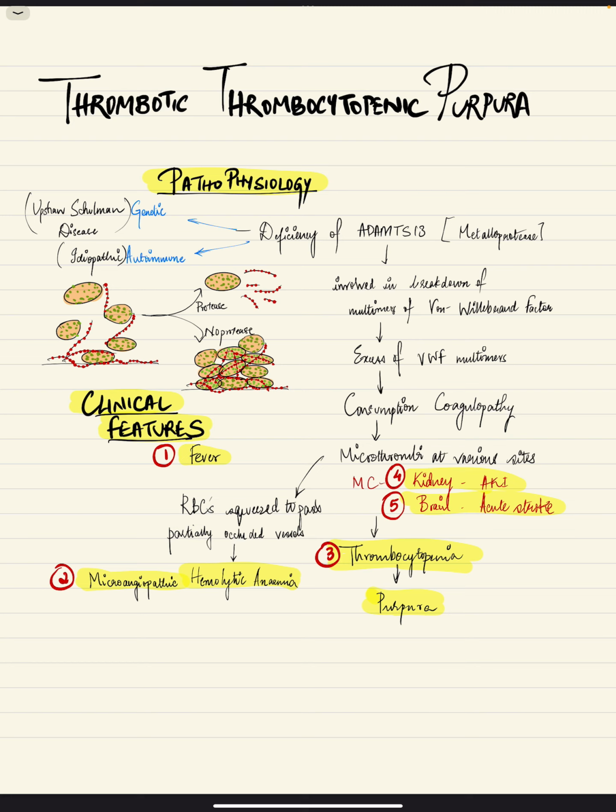Now, coming to the clinical features of this disease, it is characterized by a pentad of fever, thrombocytopenia, microangiopathic hemolytic anemia, acute kidney injury, and neurological features characterized by acute stroke.